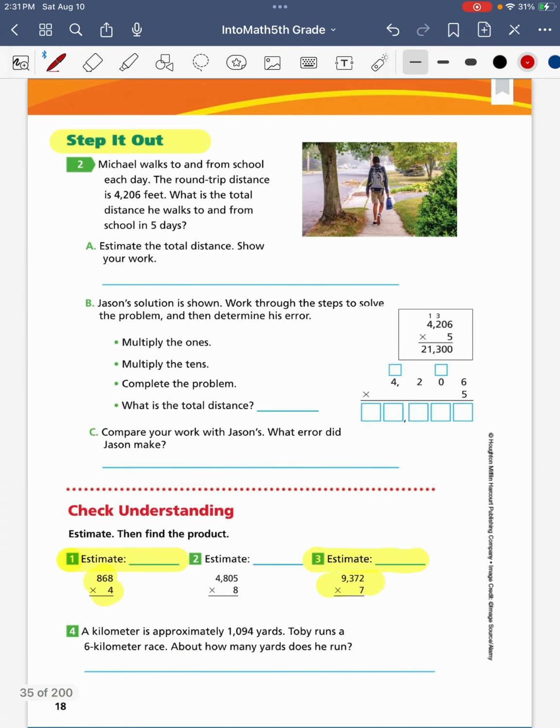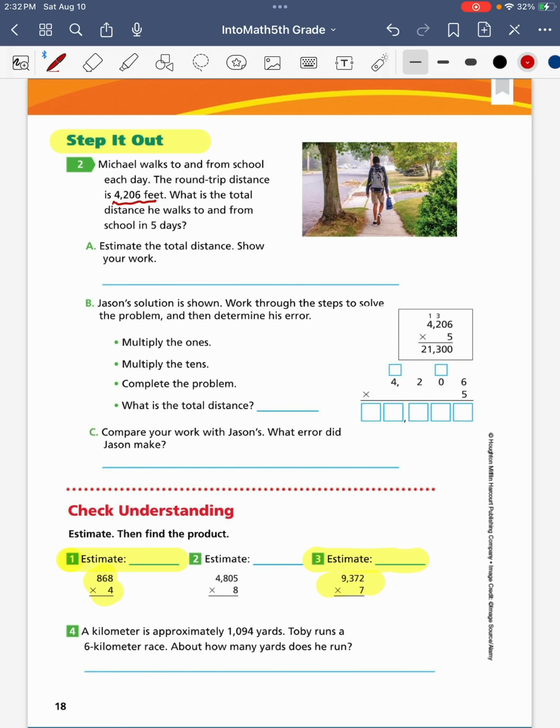Next, moving on to page 18, we have another step it out problem. Number 2. Michael walks to and from school each day. The round trip total is 4,206 feet. What is the total distance that he walks to and from school in 5 days?